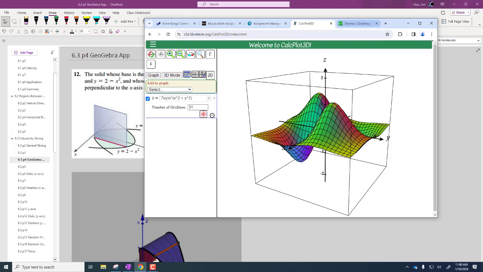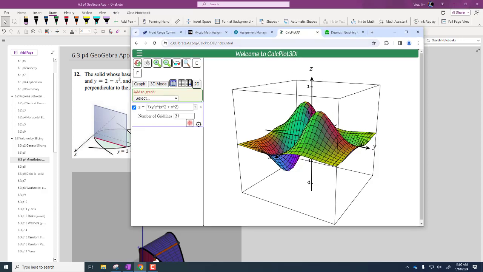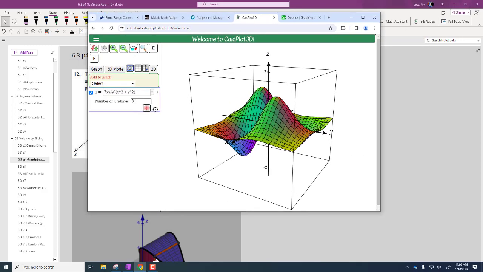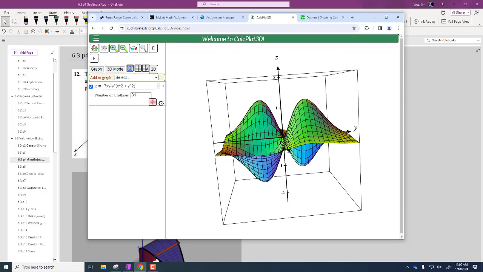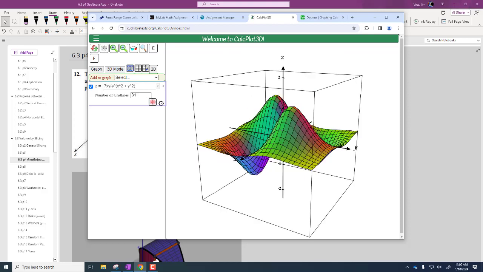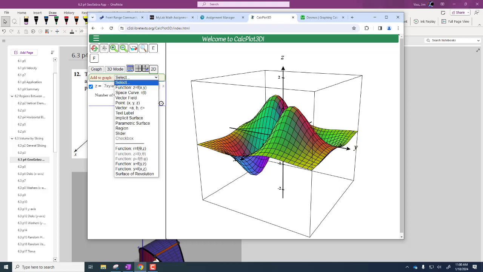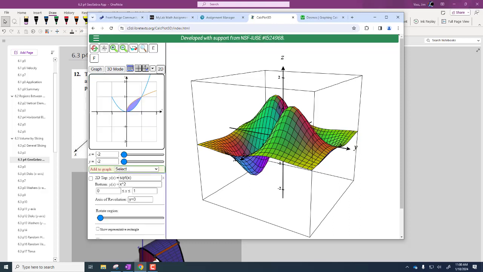So here's CalcPlot 3D. If you just go to Google and type CalcPlot 3D, you'll get to this. This is the default screen in CalcPlot 3D. It's going to be more useful in Calc 3 because you can do all your surface stuff, and if I click home, it will reset it. But in this drop-down menu, they've now added surface of revolution not too long ago.